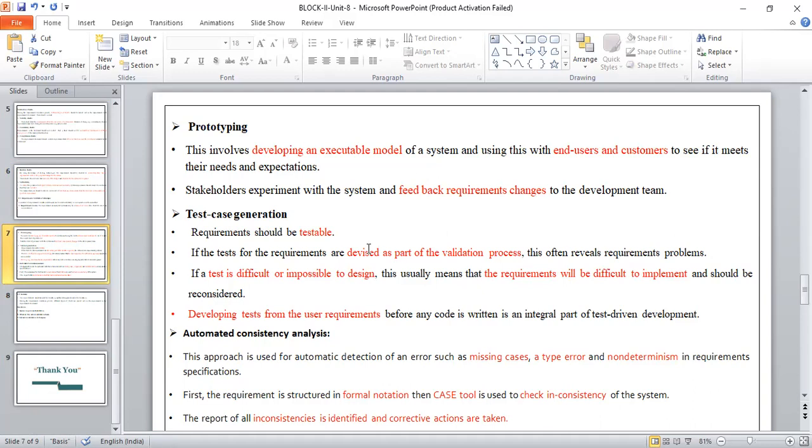So if they give any negative feedback also, the developer can take that into account and then rework on the requirements process.